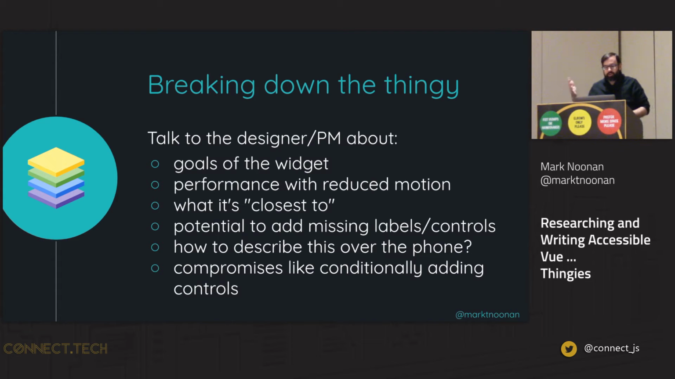So asking these questions, as well as how to describe this over the phone. I like to think that if you needed to take a feature and get someone on the other side of the phone to understand what it is, how it works, what they're able to do, what is the relationship between all the content, all that information that you would need to give them to understand it over the phone is what should be in your accessibility tree.